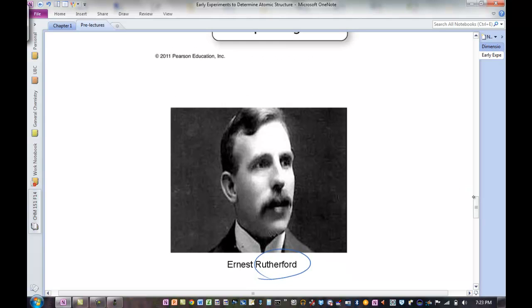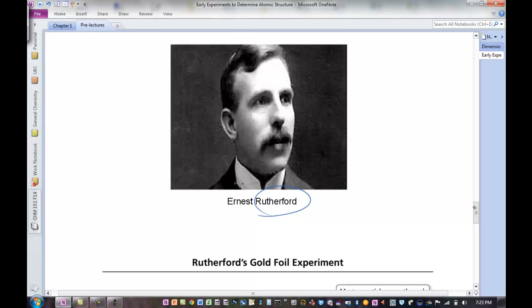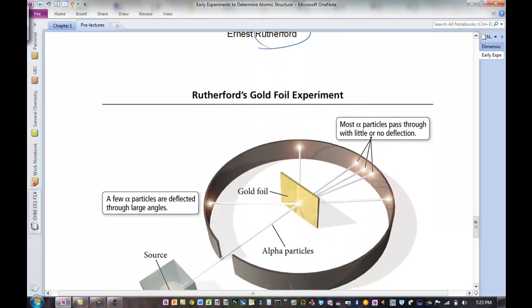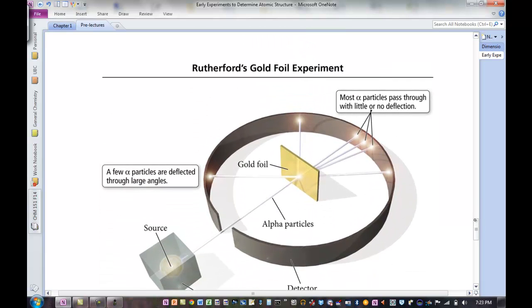So Rutherford comes along, and Rutherford had actually been a graduate student that worked for Thompson. So he had studied physics, and he was actually a chemist too. He had a degree in chemistry and physics, and he worked with Thompson. Okay, so he comes along, and he had done some work with this new discovery of radioactive particles.